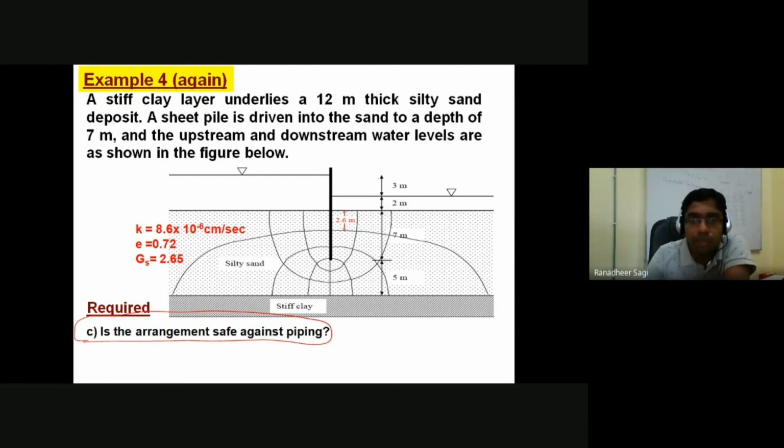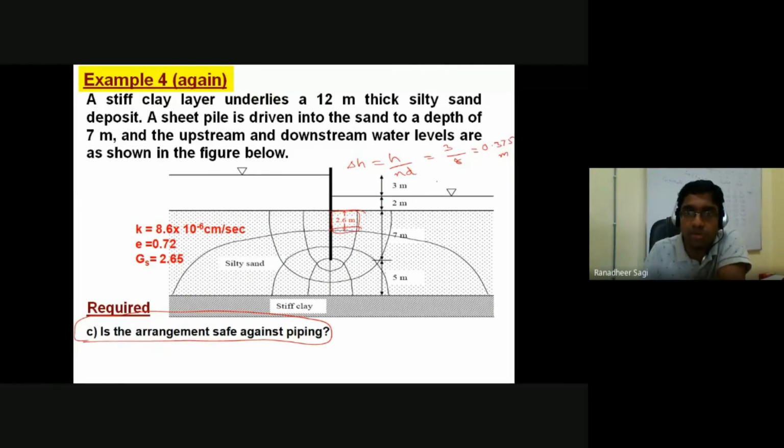So please come back to the exit element. This is the exit element I am looking at. The average length of seepage through this exit element is already given as 2.6 meters in the problem. Let me recall the potential drop between two successive equipotential lines, which is H by Nd, where H was 3 and Nd was 8, as solved a couple of slides before. So delta H, I had it as 0.375 meters.